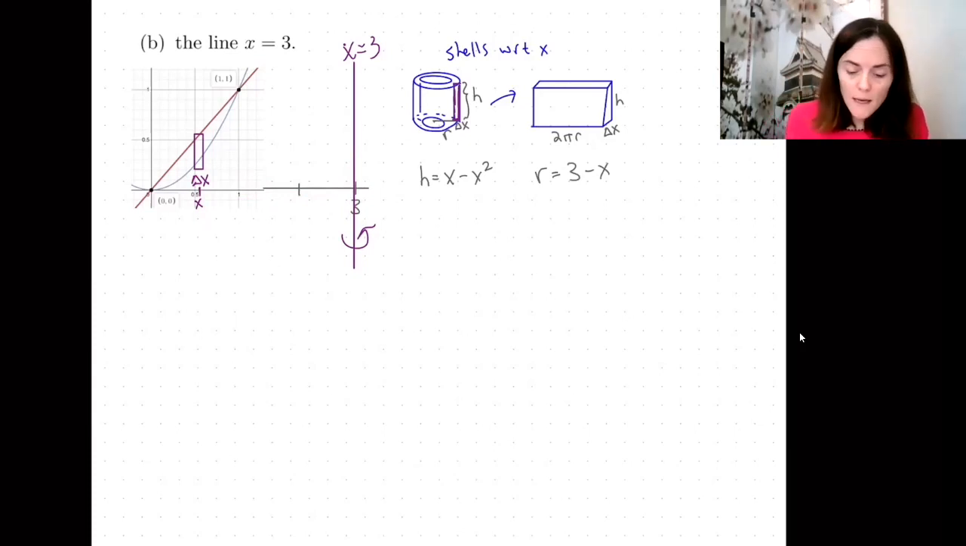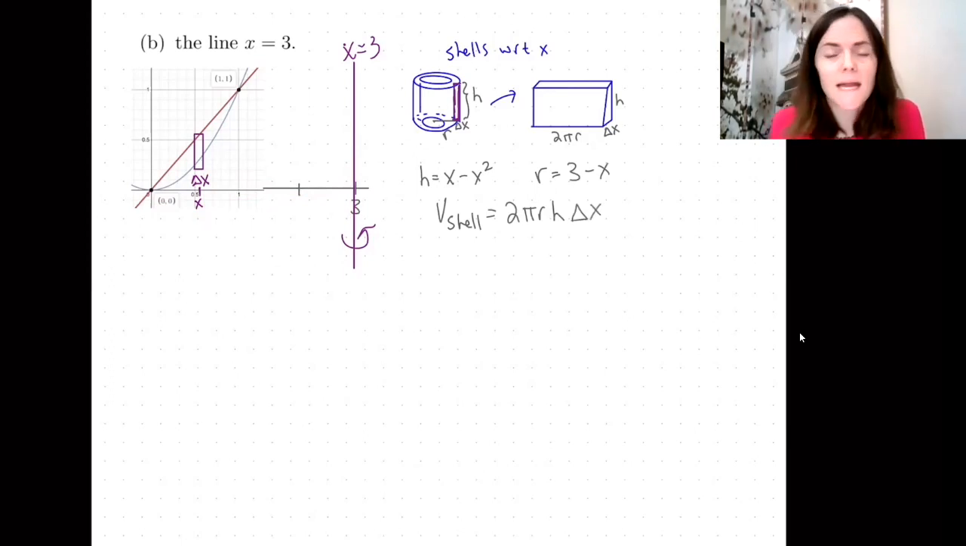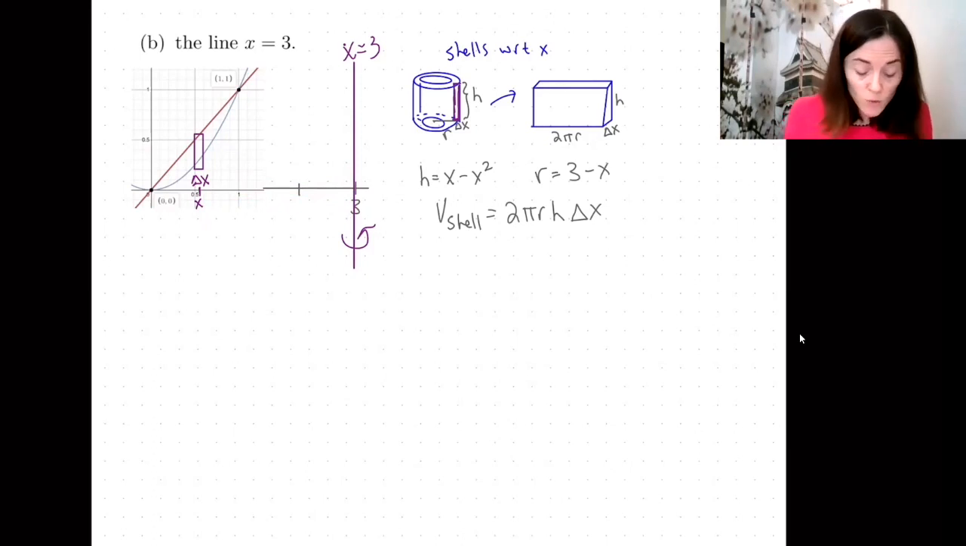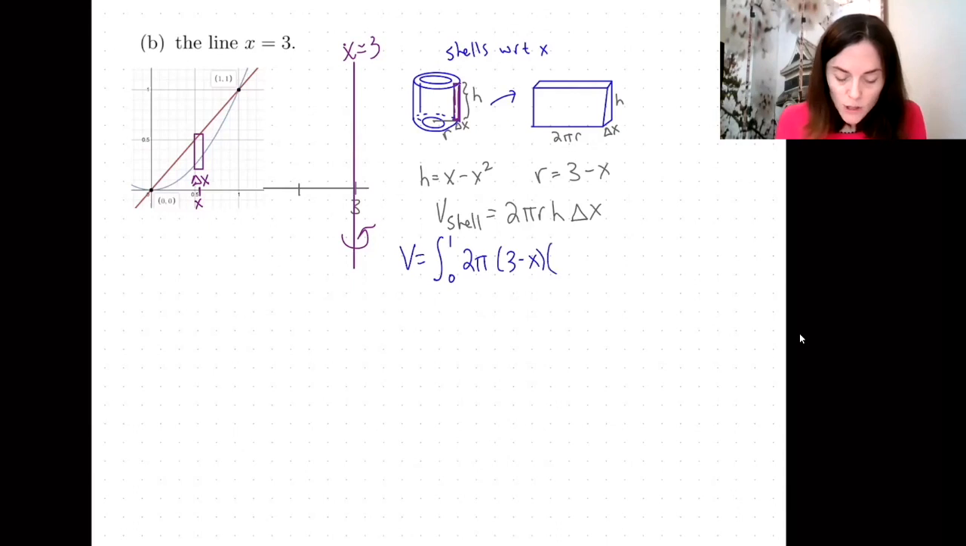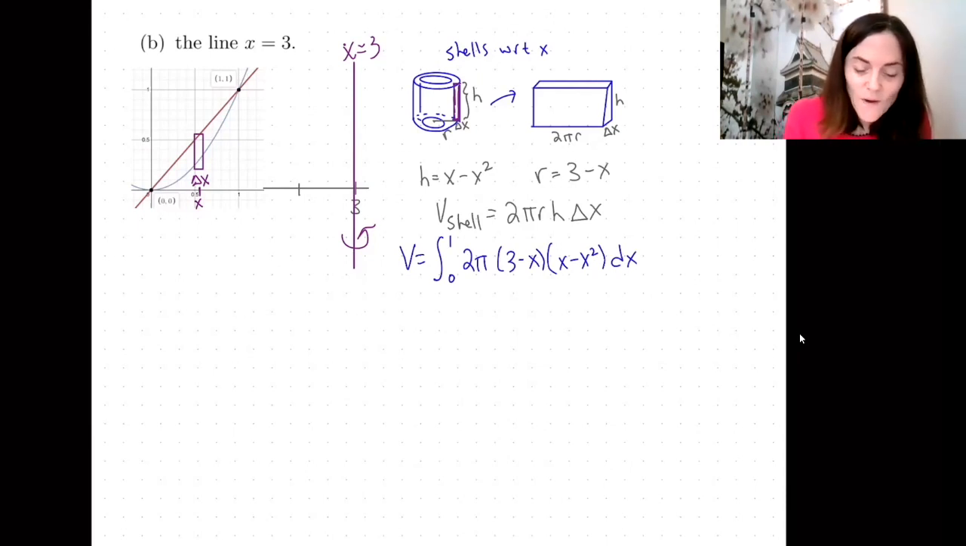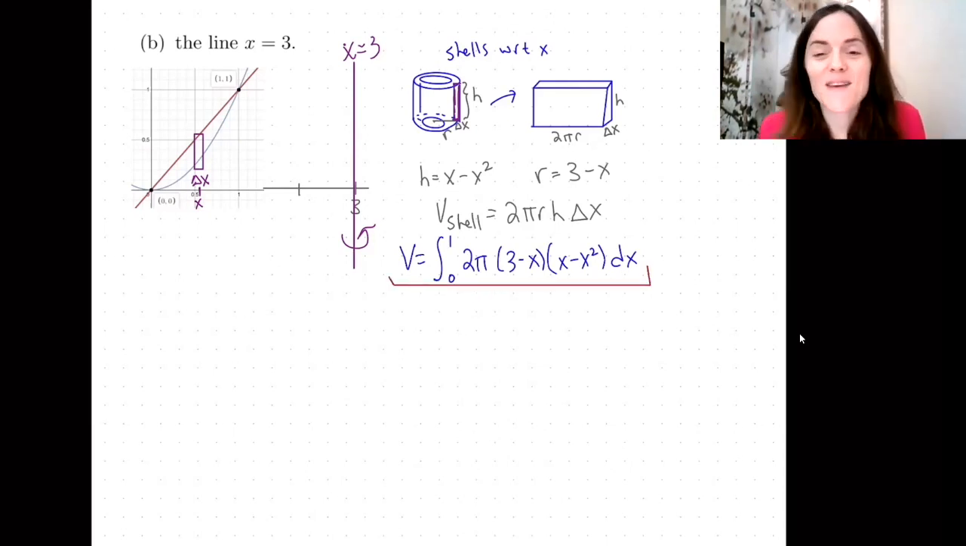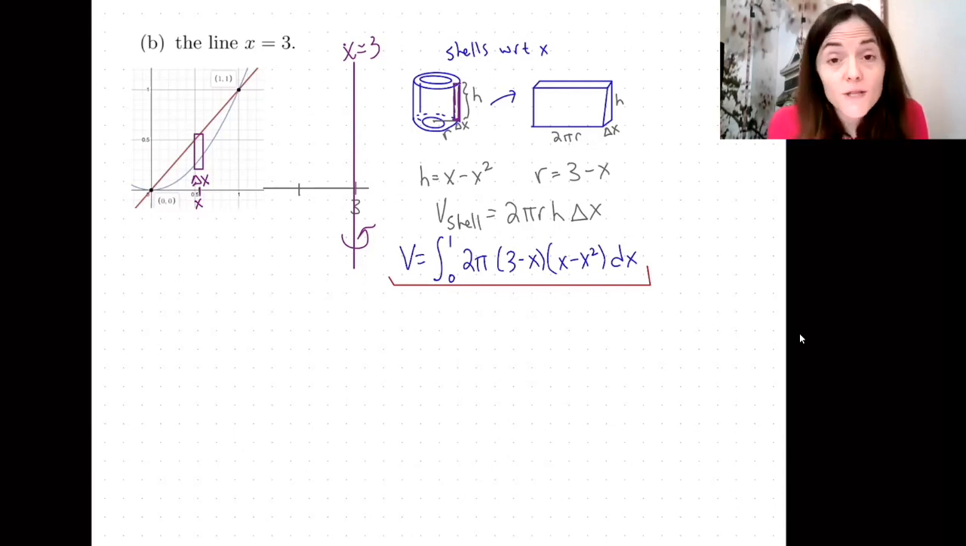Now we have everything we need because we know the volume of a shell. I'll write it with the 2 pi r h delta x, right? Length times width times height. And I could fill in my specific values for r and h, but I'm about to just write the integral down anyways. So my volume, I integrate. The x's run between 0 and 1. That has not changed. It's where my representative rectangles can be. And then I have 2 pi r h dx. This is what we get for this volume.